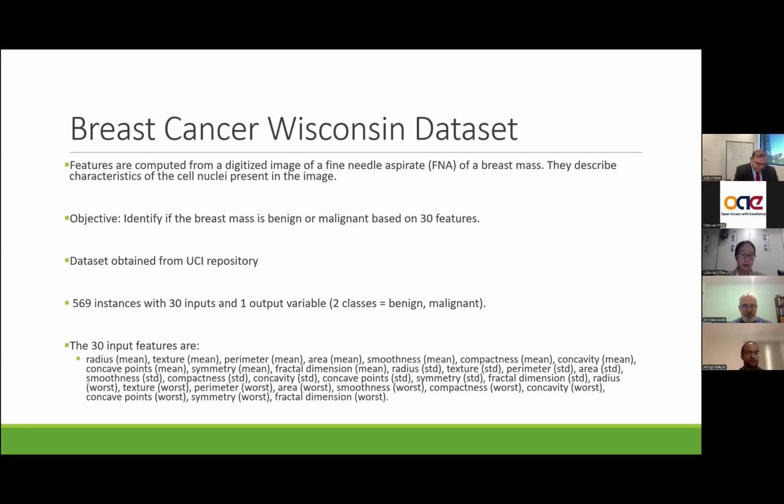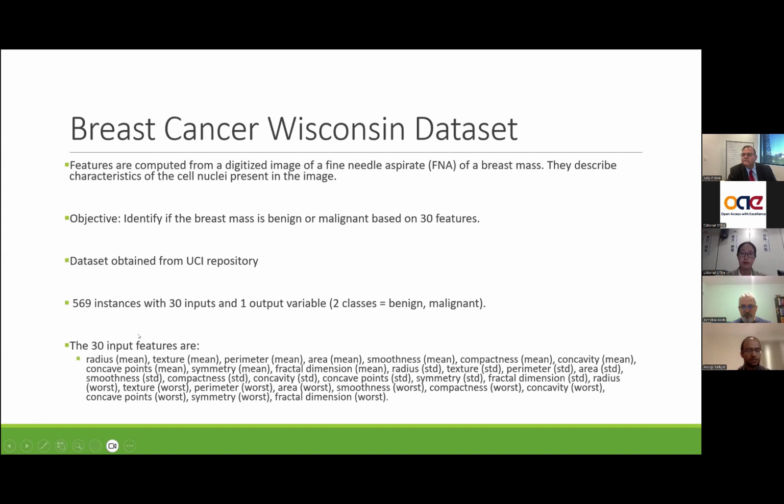So the objective here is we have a breast mass, and we are extracting features from the digitized image of a breast mass. For each of the cell nuclei present in that breast mass, we extract a certain number of features. In this data, we are considering 30 features that are listed here. I'll go over them in a minute. But the objective is, based on those 30 features, first of all, can we accurately classify them as benign or malignant for each of the 569 data points that we have in the dataset.